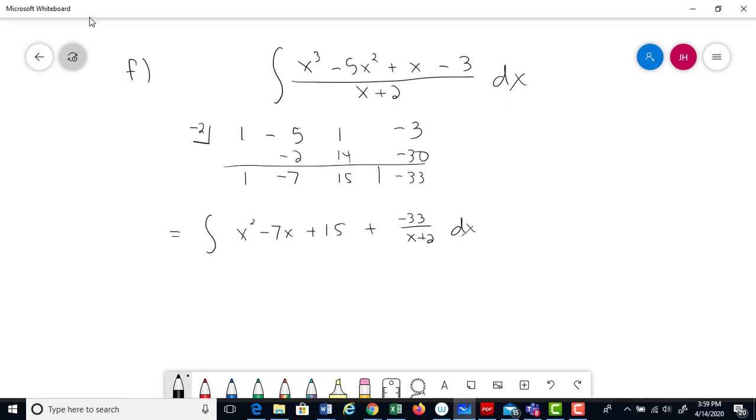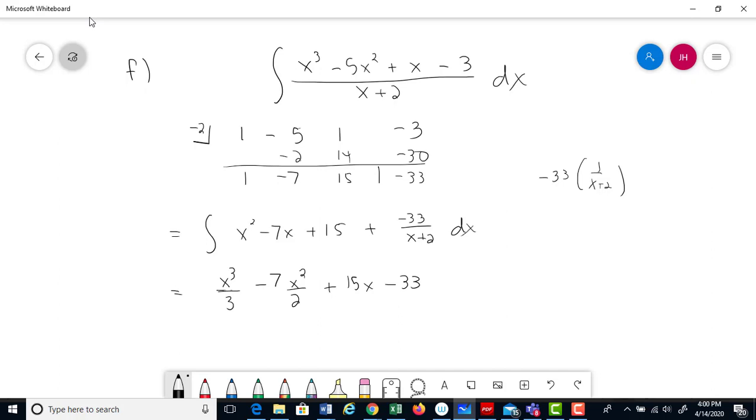Now we know that the integral of a sum is the sum of the integrals, so I'm just going to take the antiderivative of each one of these things. So this is going to be equal to x cubed over 3, sorry, not x squared over 2, but x cubed over 3. So x cubed over 3 minus 7x squared over 2 plus 15x. And I'm going to pull out that negative 33, and take the antiderivative, so that's minus 33 times 1 over x plus 2. That's what I have right there.